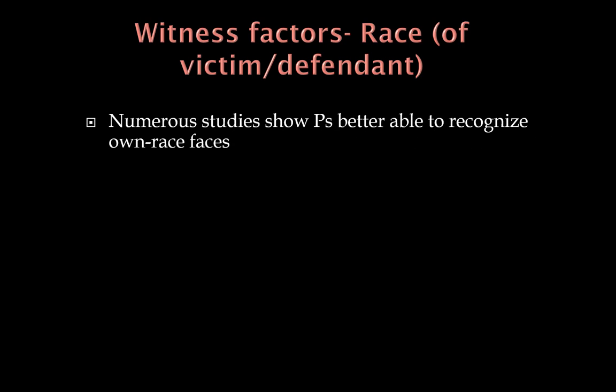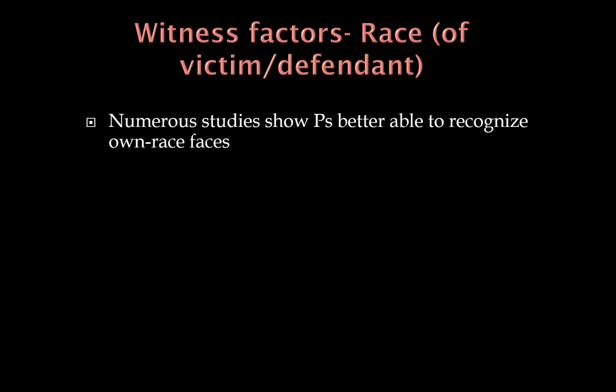the perpetrator is Hispanic, and so it brings us to another witness variable, which is the race or ethnicity of the victim and the defendant. As I mentioned before in a previous lecture, numerous studies show that participants are better able to recognize own-race faces versus other-race faces. And so, again, in the Cotton and Thompson case, Jennifer was white and her perpetrator was African American. Her mistaken identification may have been partially due to the fact that she was doing a cross-race identification.